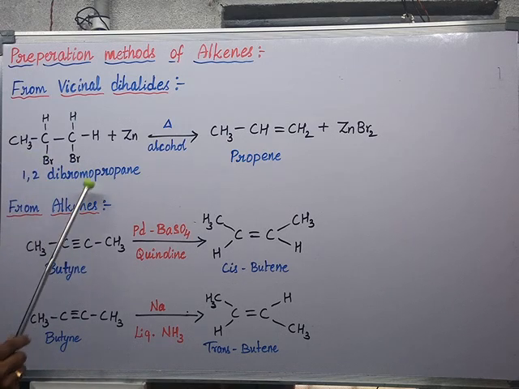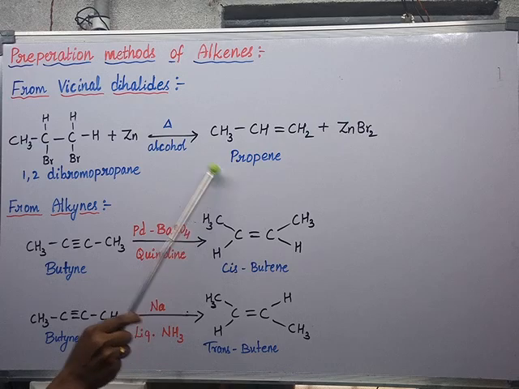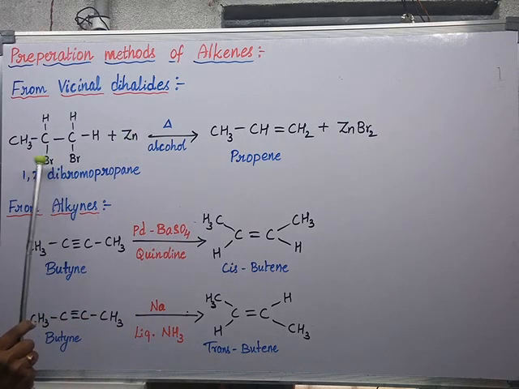This 1,2-dibromopropane on reacting with alcoholic zinc, on heating, gives propene as a product. Along with this, zinc reacts with these two bromine atoms and comes out as zinc bromide. This reaction is a dehalogenation. Dehalogenation means removal of two halogens takes place. We call this a dehalogenation process.